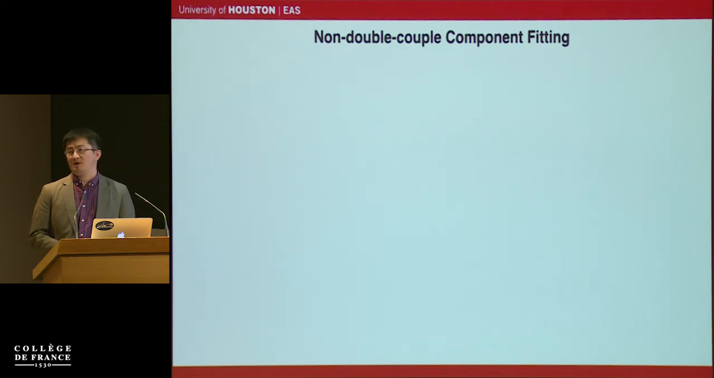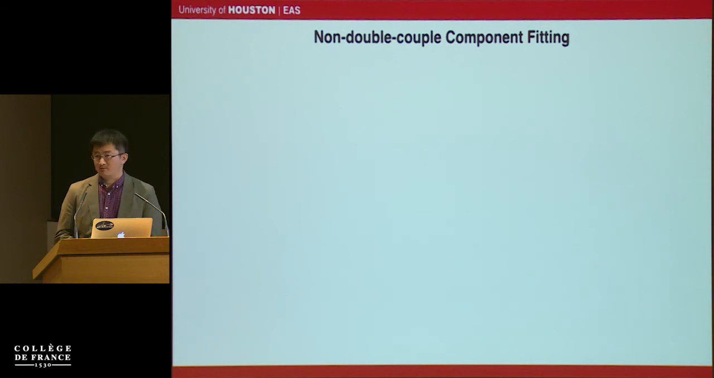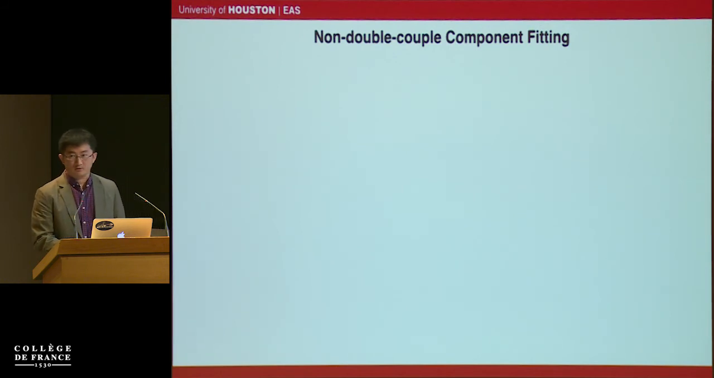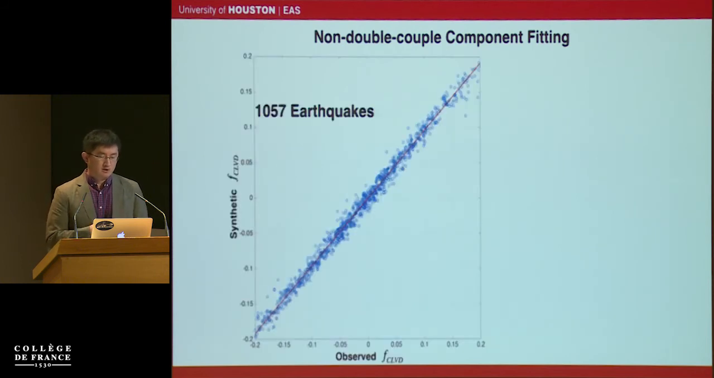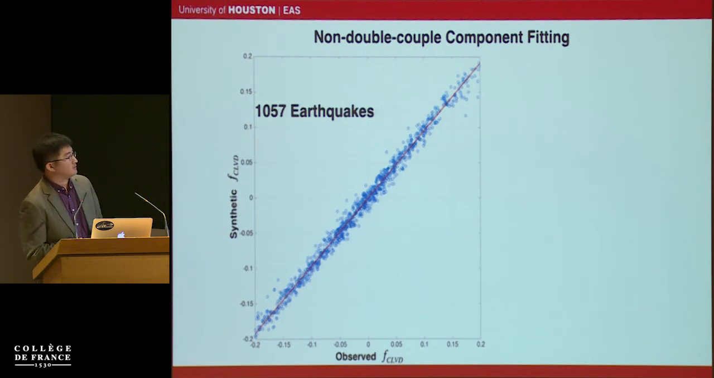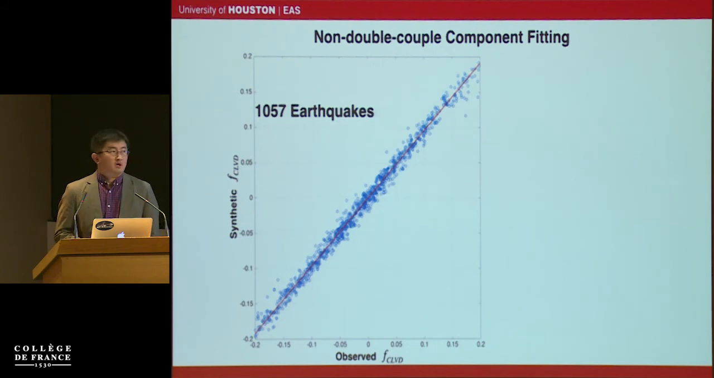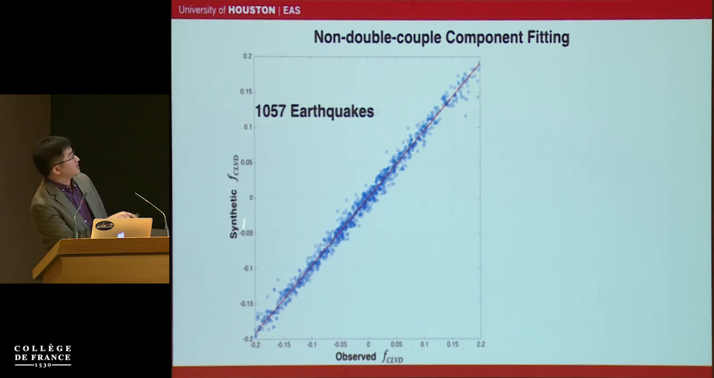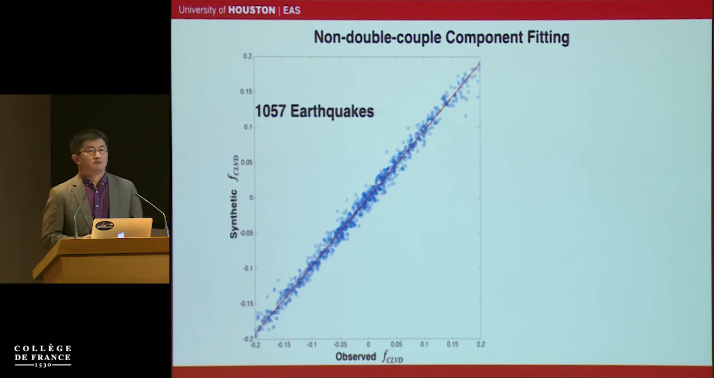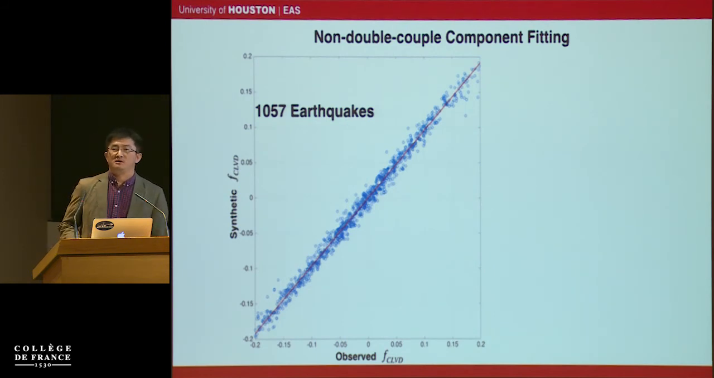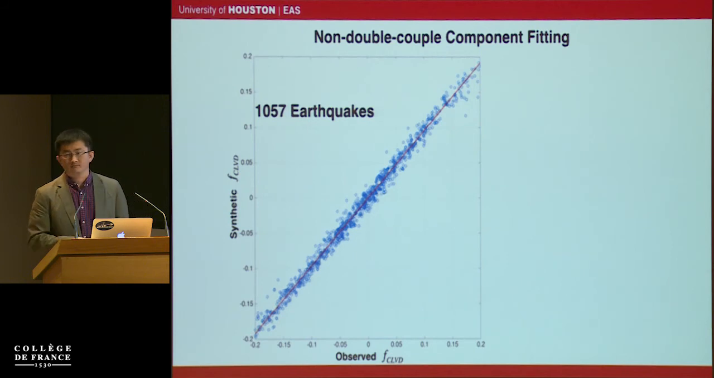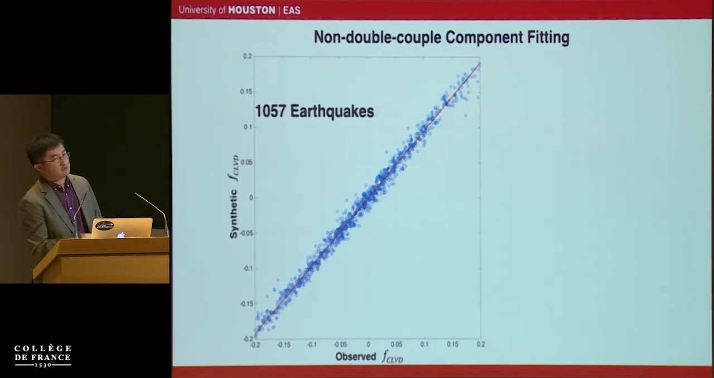Actually, we have all 9 component 3x3 moment tensors available, so we just plot this first motion beach ball. Let's say the non-double couple parameter fitting, which is the FCLVD. If it's 0, it's double couple. So we compared observed and synthetic. As we know, if there is a one-to-one correspondence, we should get a 45-degree line. Okay, so for 1,057 earthquakes in all the subduction zones, we almost get a straight line.